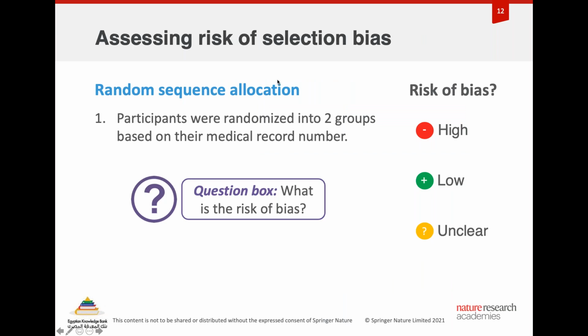This is now going to be interactive. I'll give you a scenario. You tell me, is this high, low, or unclear risk of bias? So let's first talk about sequence allocation, determining who receives which treatment. Participants were randomized into two groups based on their medical record number. Would this be a high, low, or unclear risk of bias?